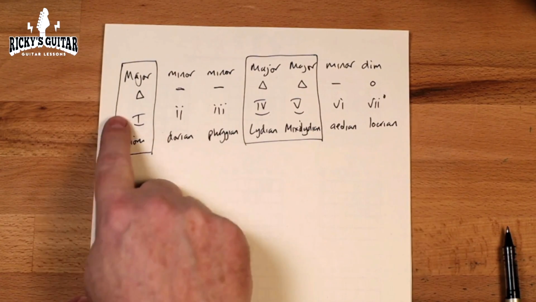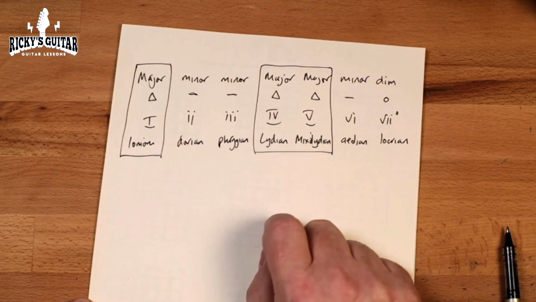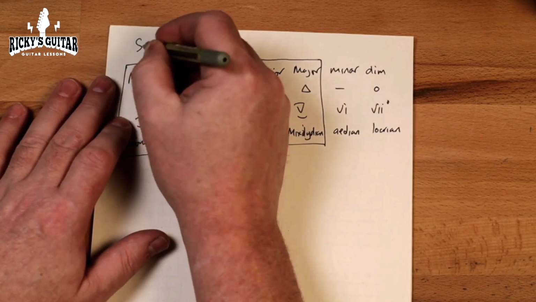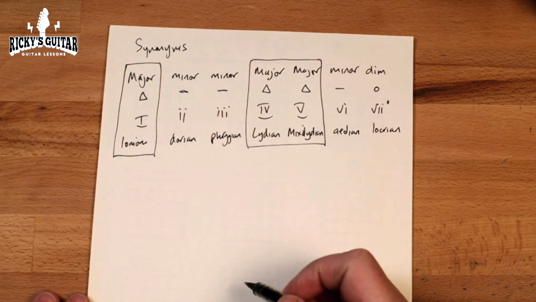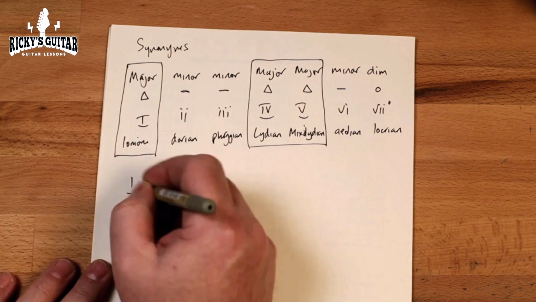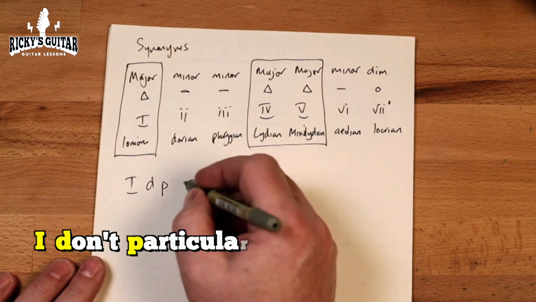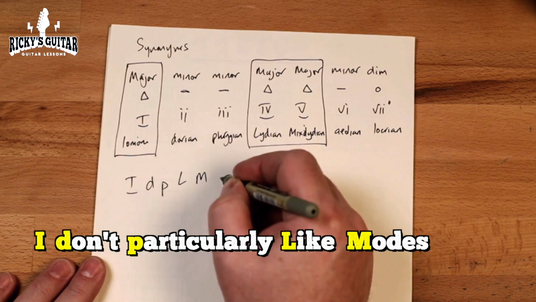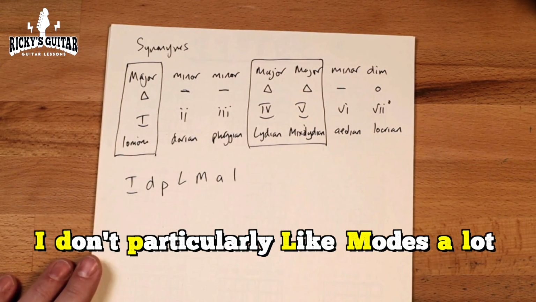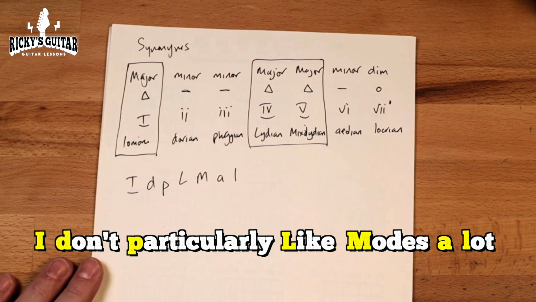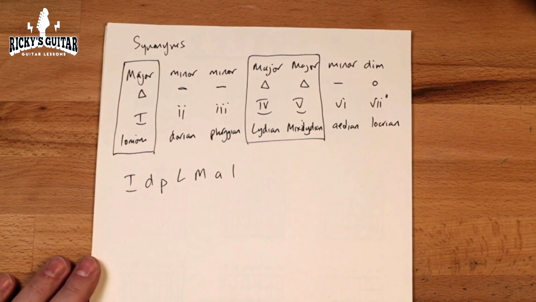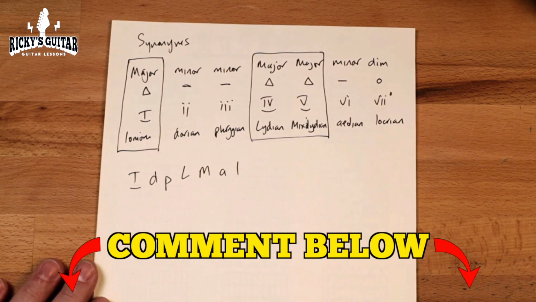That's all it is. It's labels. Don't let the names of these things scare you. Don't let the fact that they're shapes scare you. I talk about synonyms. So these are synonyms for the same things. For the mode order, I don't particularly like mnemonics a lot. Id Pul Mal is awful. There's some great ones out there, you know. If you have one, please comment it and share that, and then that might help somebody else.